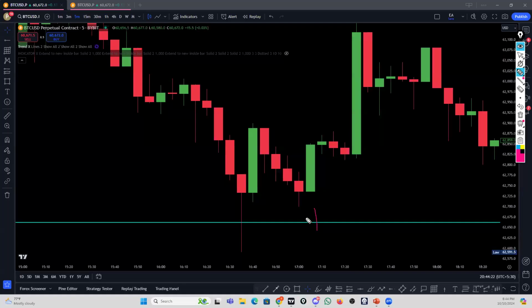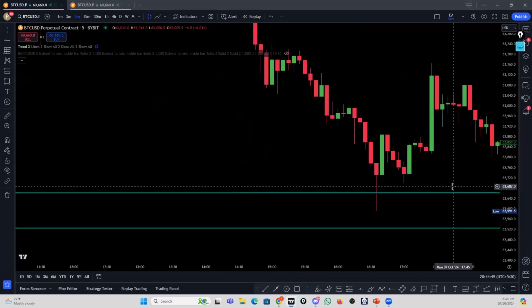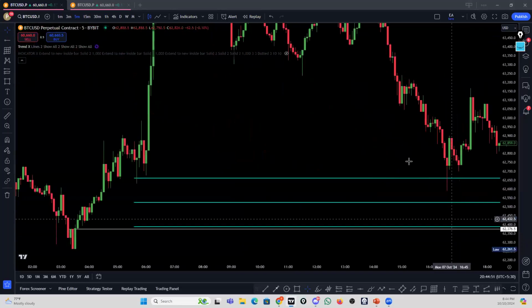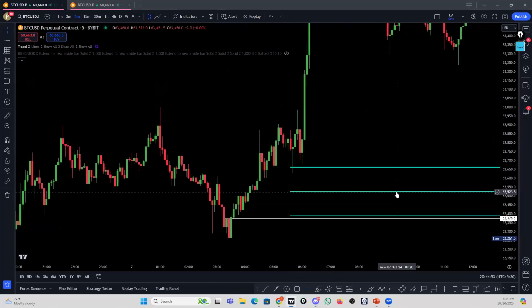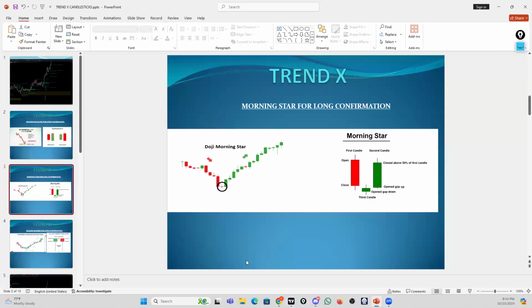Okay, before this, we got a very good entry from this place. So this is how the morning star looks. Sometimes we see two dojis or three dojis. After that, we'll get one green candle. So this is a triple doji morning star, just like this. It should be near support. Remember, always when we take any long position, it should be near support or a trend X.